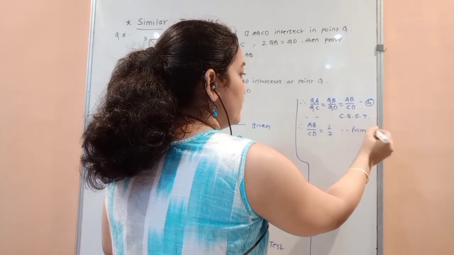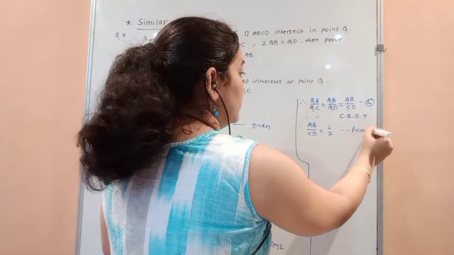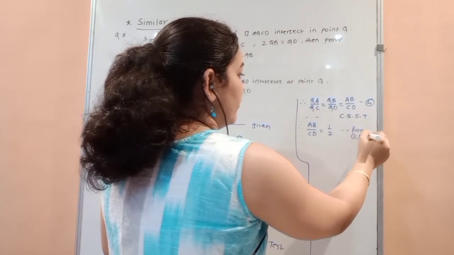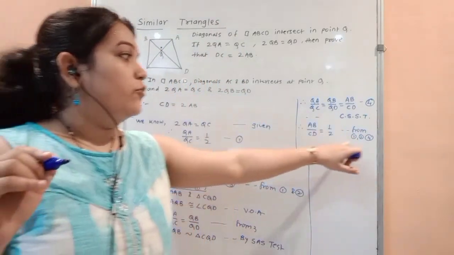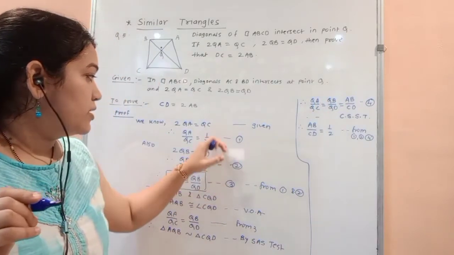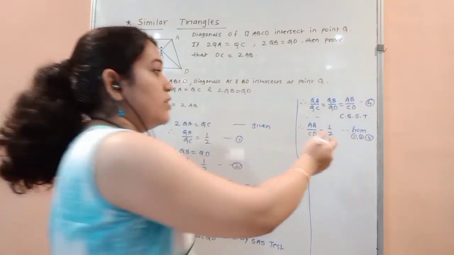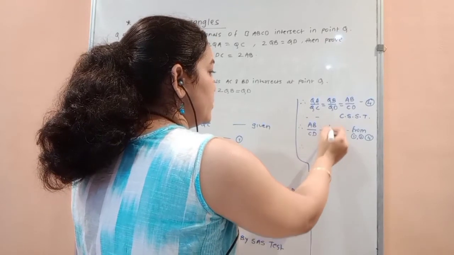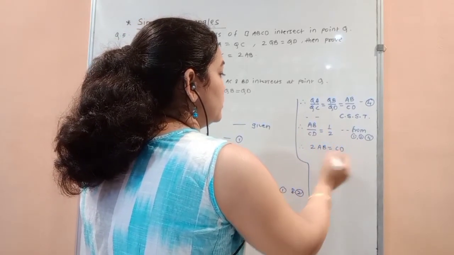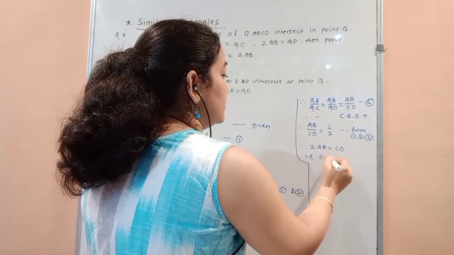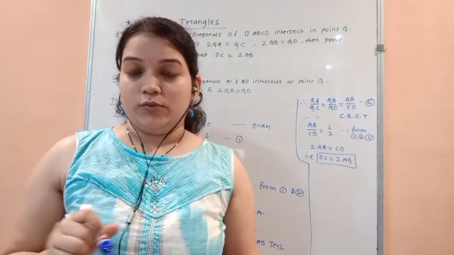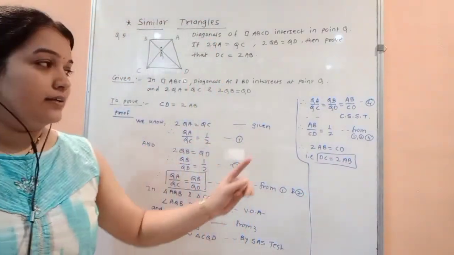From 1, 2 and 4, yes or no? From 1, 2 and 4, because QA upon QC is equal to QB upon QD is equal to 1 by 2, yes or no? So we can compare this with 1 by 2. So therefore we get twice of AB is equal to CD, that is DC is equal to 2 times AB, and this is what we have to prove. Is this clear to you, student?